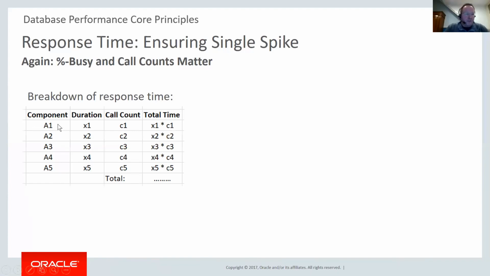Very simple, this could be the application server, the network, the database server, but inside the application server or inside the network or inside the database server, there can be multiple components where you spend some time. Per component, spending time takes a number of milliseconds or microseconds, and you are on that component a certain number of times for a particular use case. So in total, you're spending X1 times C1 time on component A1, etc. for all the other components.